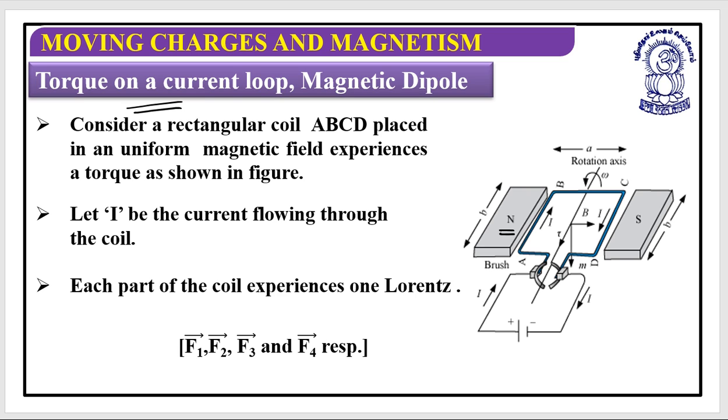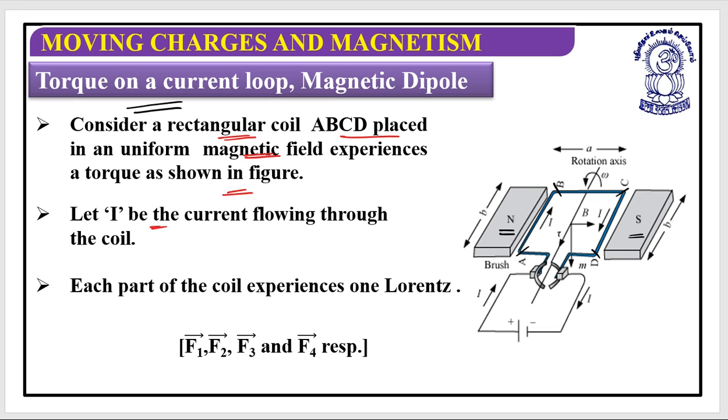This is the north pole, this is the south pole, and as you can see, a rectangular coil ABCD has been placed in the uniform magnetic field developed by this north pole and south pole. So let's begin with how the torque would act. We can say that a rectangular coil ABCD has been placed in a uniform magnetic field, and it is going to experience a torque as shown in the figure.